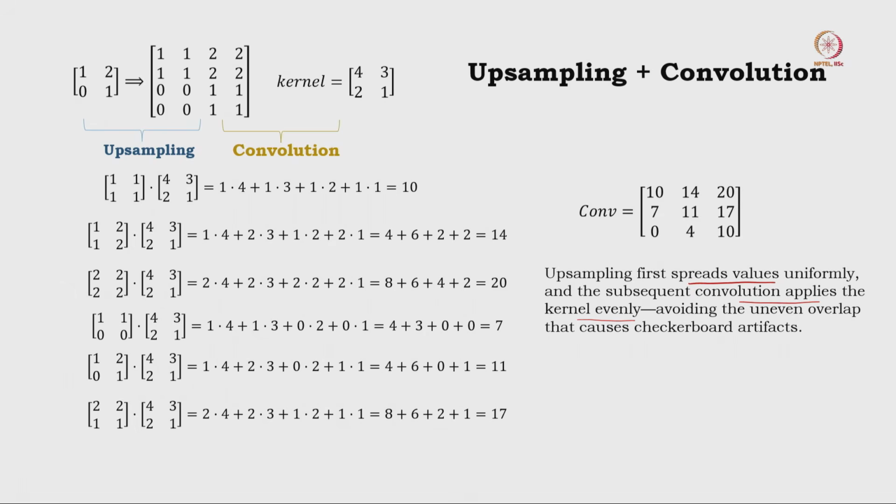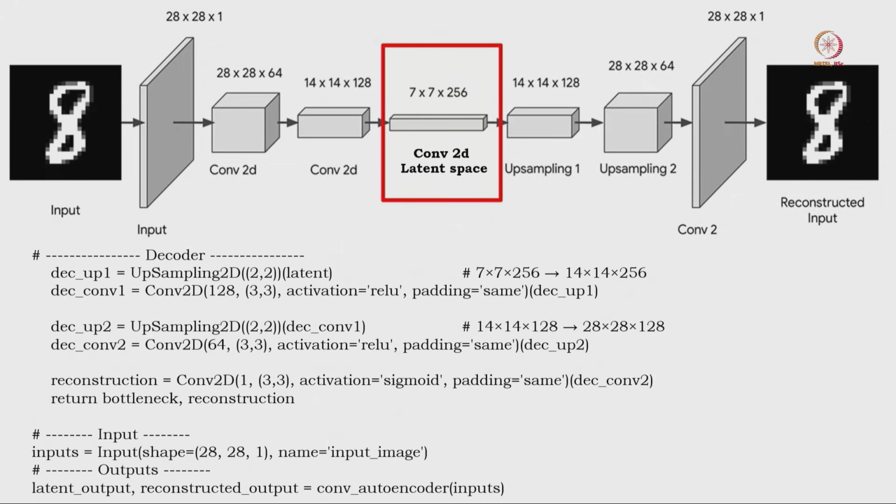Therefore, in convolutional autoencoders, it is not transposed convolution that we apply, it is upsampling and convolution. So look at this. At the decoder side, how do we write the code? We first use upsampling and then we use convolution. So we again do upsampling, then convolution, upsampling, convolution, upsampling, convolution.